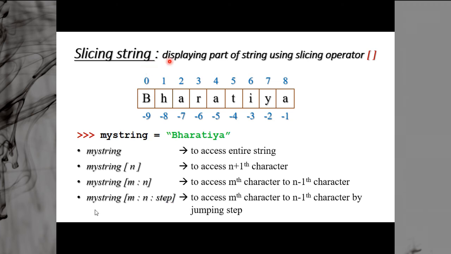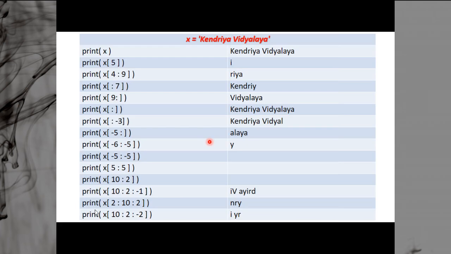So 0, 2, 4, but not including 6. I will not include 6. So 0 that is B, 2 that is A, 4 that is A. So this is how you can use the slicing operator to slice strings. These are all the possible methods of slicing I have discussed here.